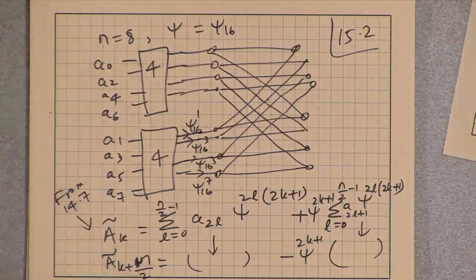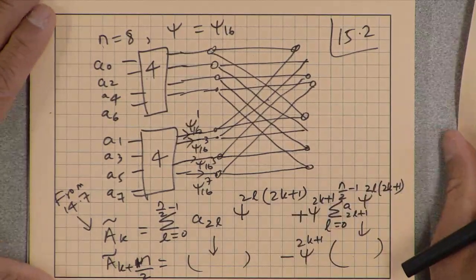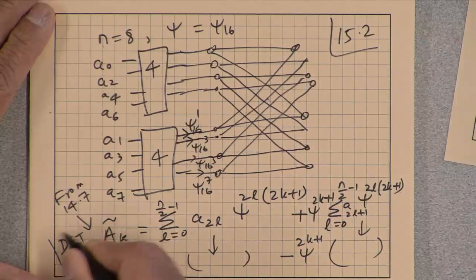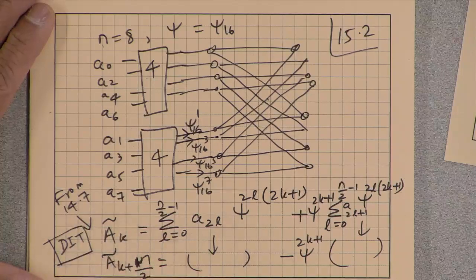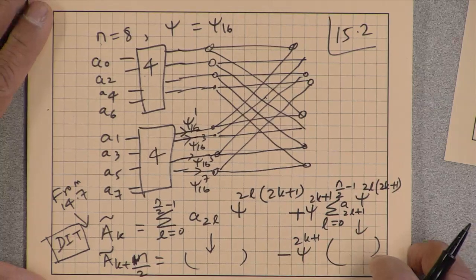Okay, so that is our so-called DIT, decimation in time NTT, for the negative wrapped convolution.